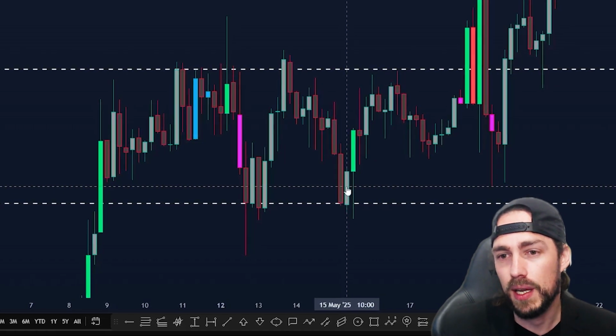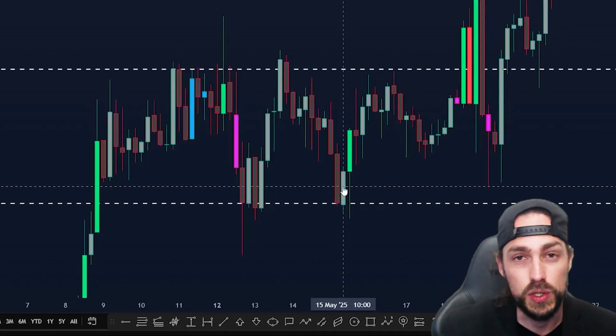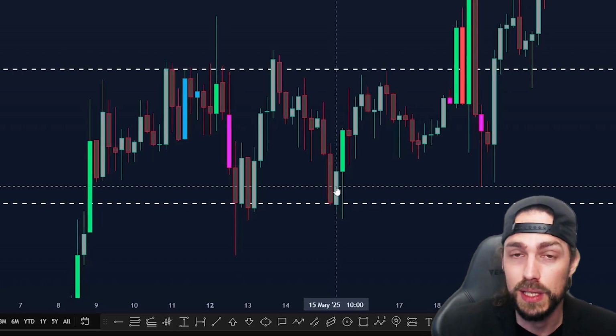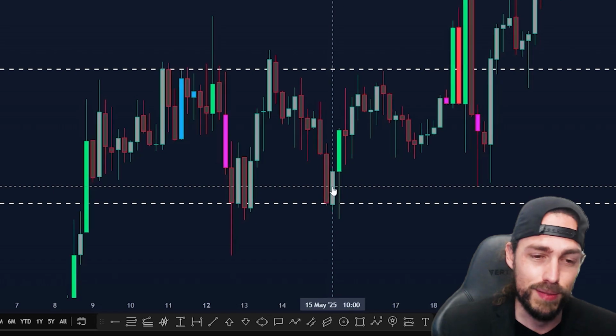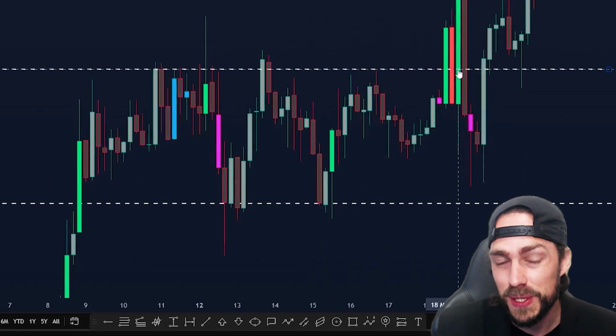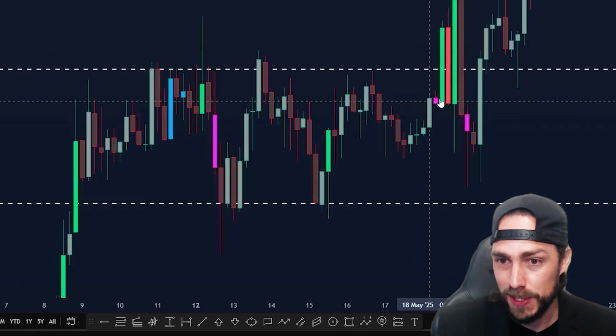But the level itself remains of importance. It's just a matter of clarifying whether this level is now resistance or whether this level is now support, and vice versa. And I'm going to show you how powerful this is once you actually understand this concept.